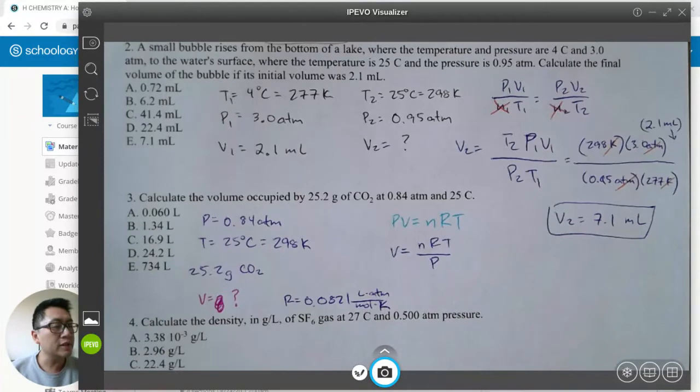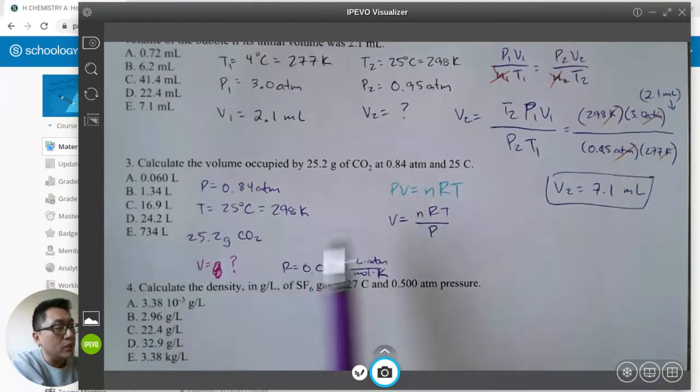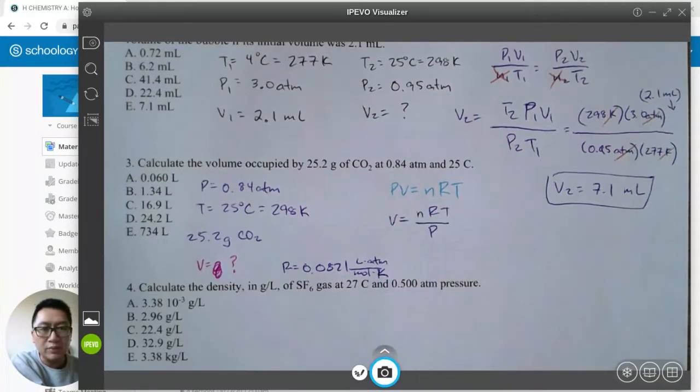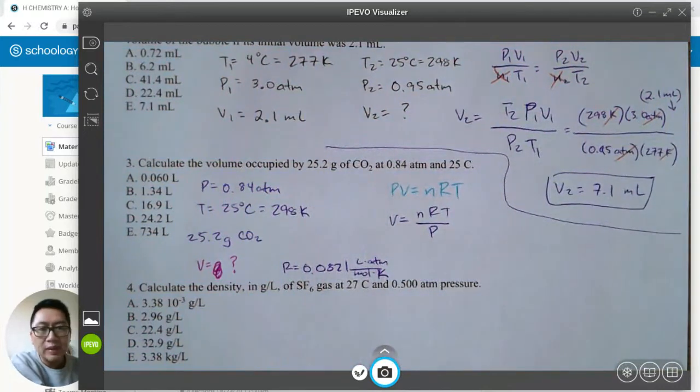There's one other thing I need to find, n, the number of moles. I have a number of grams of carbon dioxide, but I'm not trying to find the number of grams. I'm trying to find the number of moles of carbon dioxide, n. And if I can change grams to moles, then I'll know n, R, T, and P. I can plug it in and solve for volume.